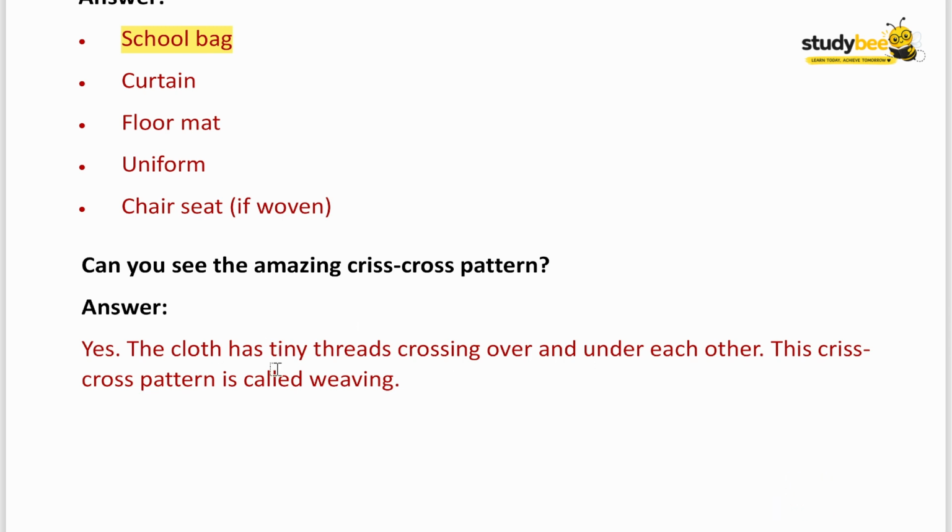So yes, the cloth has tiny threads. Even if you cut a small piece, you can see a lot of threads coming out. Okay, and if you observe it, you can see the crisscross pattern. The threads are arranged over and under. This is called a crisscross pattern.